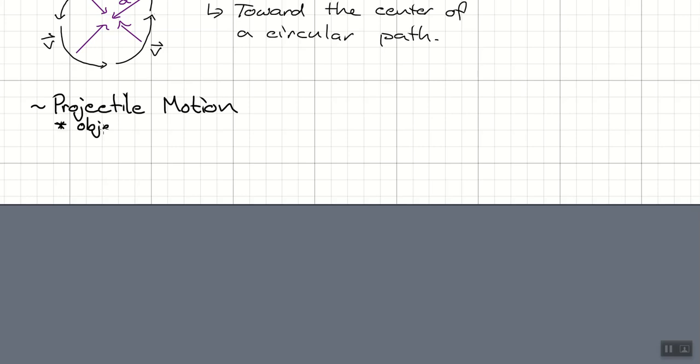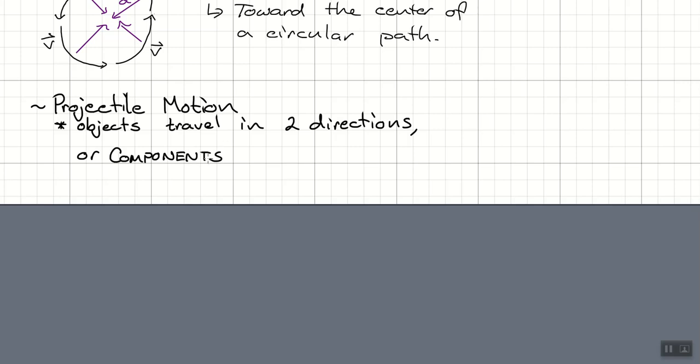Objects, and specifically they're projectiles, but I don't want to write the word, objects travel in 2 directions. And then I'm going to sneak this word in parentheses. I lied. 2 directions, comma, or, and you're going to hear me refer to this all the time, components. And I'm going to write it in all caps, but it's not really its own vocab because it's just kind of snuck in there. When we talk about the components of motion, we're just talking about the directions that go in to make the final motion.